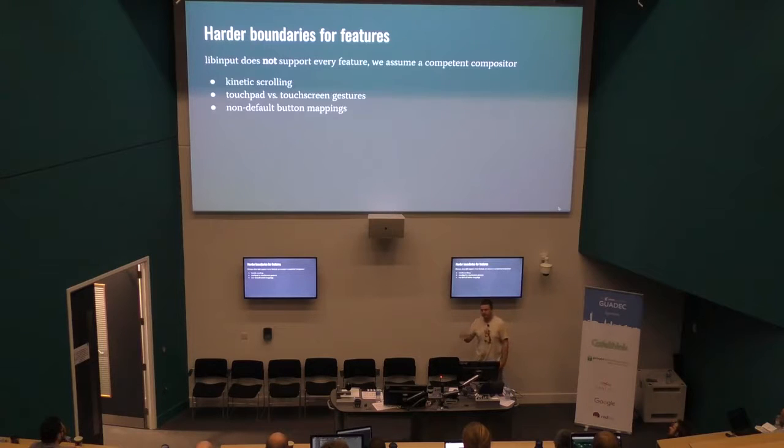We have, and that's the more controversial thing, a lot harder boundaries for features. It's not the general kitchen sink, let's just put it in, that will work everywhere. There's a lot of things which we say, no, this will not happen in libinput, you have to do this in the compositor. Which also means that we assume a competent compositor. It's not quite as easy, you can't just sit down on the weekend and write a window manager and hope everything works. We do require the compositor to do quite a lot of things. Things like touchscreen gestures and kinetic scrolling now have to be handled in the toolkit. There's no generic kinetic scrolling anymore. Non-default button mappings: libinput won't map button 1 to button 8 or something. That is stuff that has to be done elsewhere. Libinput is still just a hardware abstraction layer.